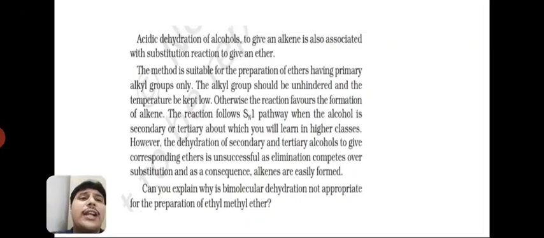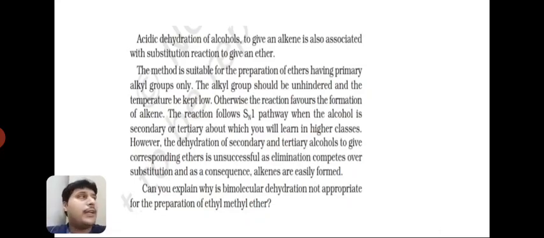Now, acidic dehydration of alcohol to give alkene is also associated with a substitution reaction to give an ether. The method is suitable for the preparation of ethers having primary alkyl groups only. So this is also important, student. This method is especially for the preparation of ether having primary alkyl group only. The alkyl group should be unhindered and the temperature be kept low, right?